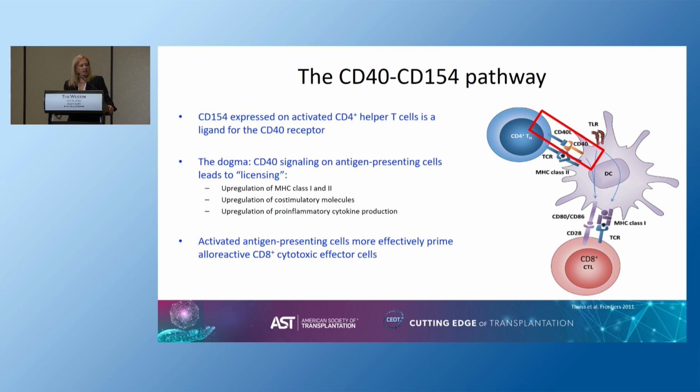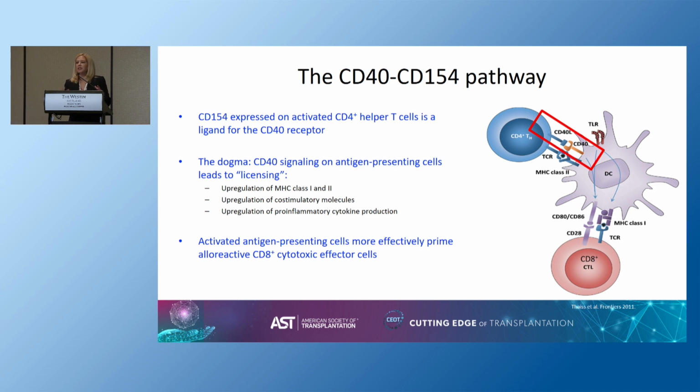Okay, so the second example I'm going to touch on is the CD40, CD154 pathway. We know that CD154 is expressed on CD4 positive helper T cells, and that ligation of CD154 with its receptor CD40 leads to licensing of antigen-presenting cells, insofar as these cells then upregulate class 1 and class 2 MHC, they upregulate costimulatory molecules and cytokines, and can better prime alloreactive effectors.